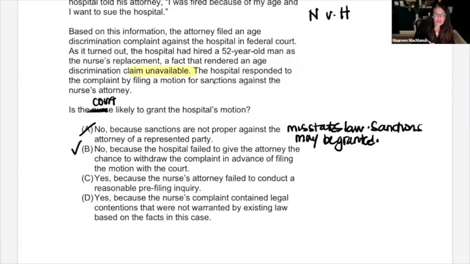C, yes, because the nurse's attorney failed to conduct a reasonable pre-filing inquiry. We don't actually know that to be true. They may have completed one. Sometimes a reasonable inquiry is just speaking with your client, and you should be able to trust your client. So this, I would just say, goes beyond the facts or mischaracterizes the facts.